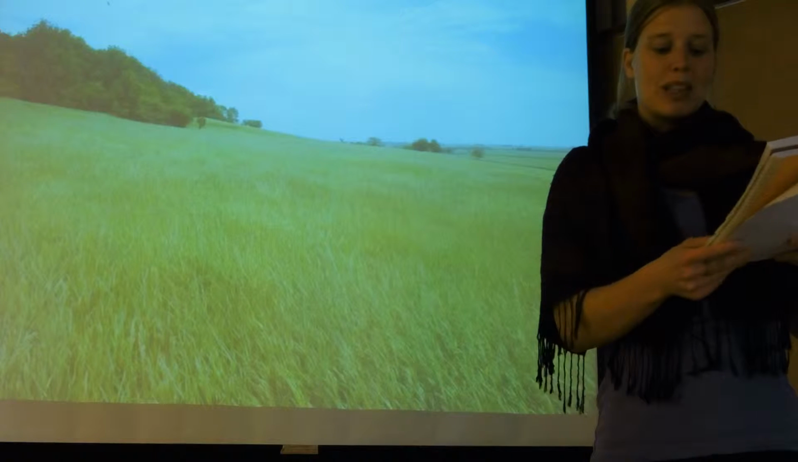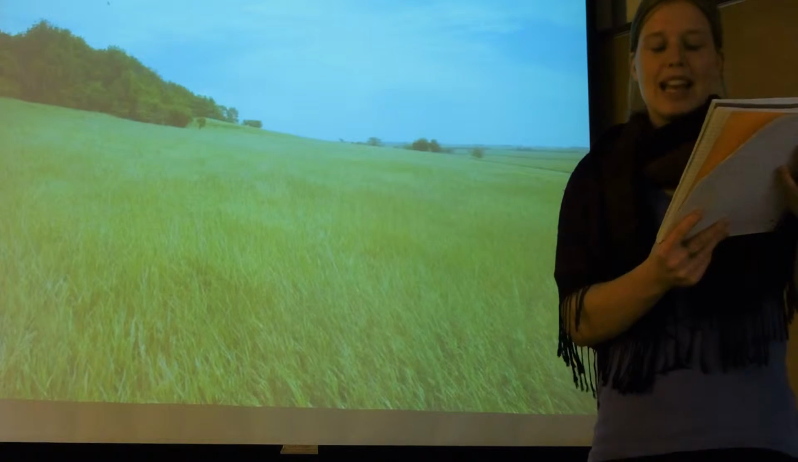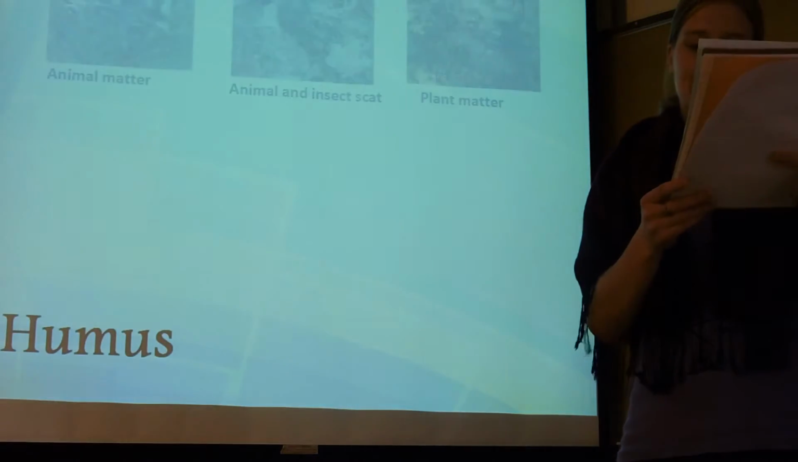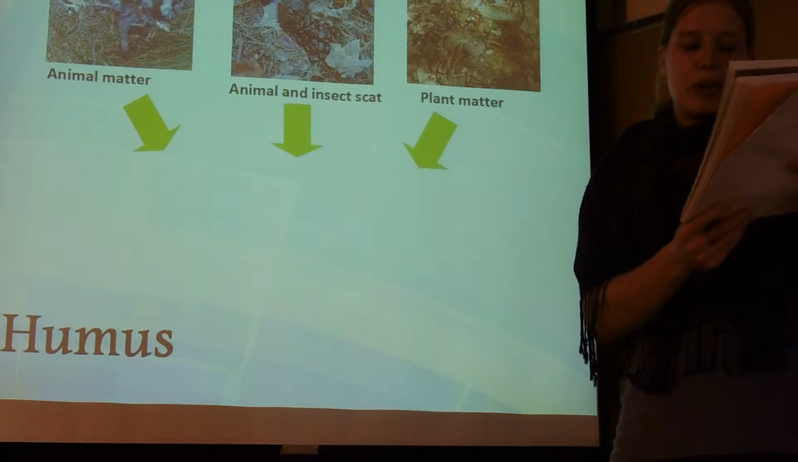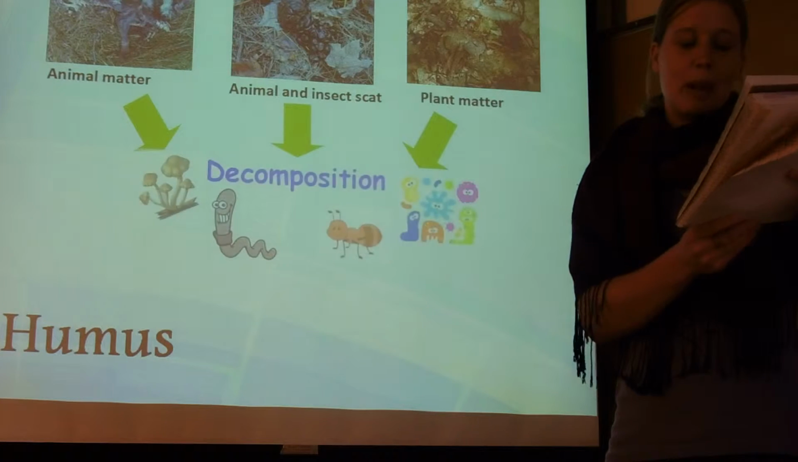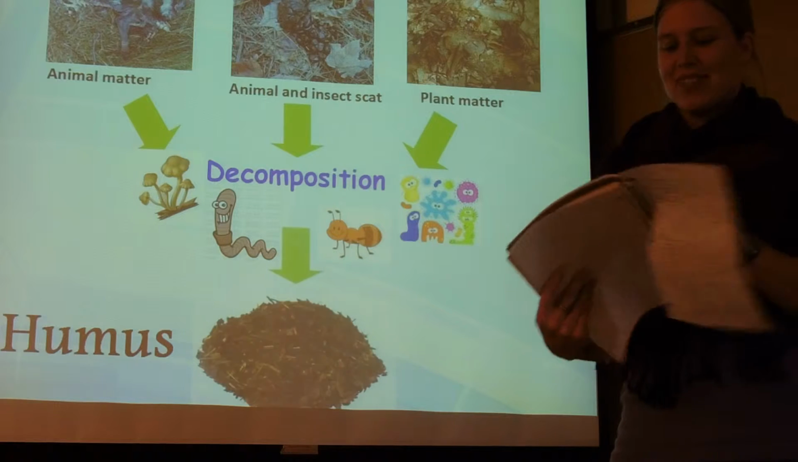You might be familiar with the term humus. Humus usually refers to organic matter in or on the soil. Humus is formed when things like plant matter, animal matter, and scat end up on the ground and get broken down by decomposers like fungi, insects, and bacteria. But that's not the end.